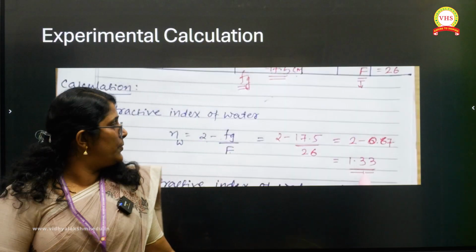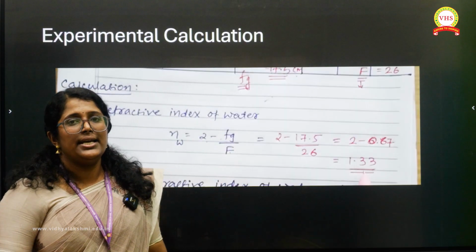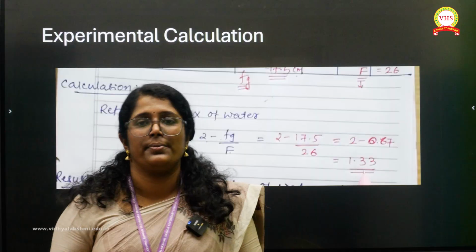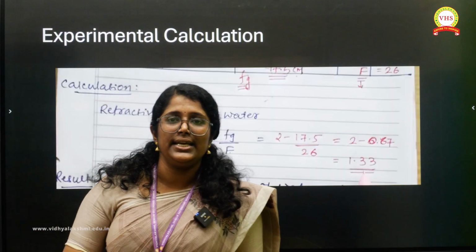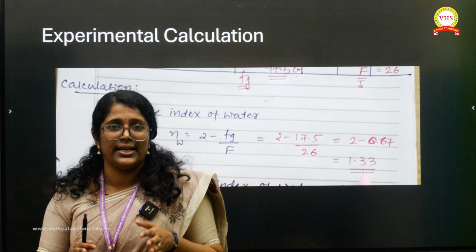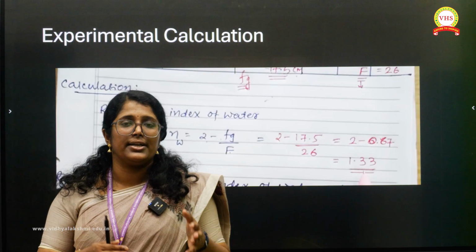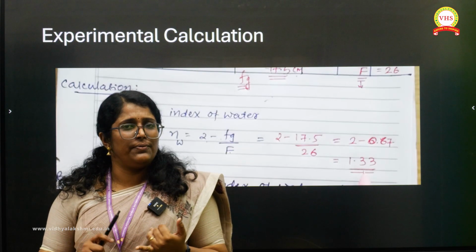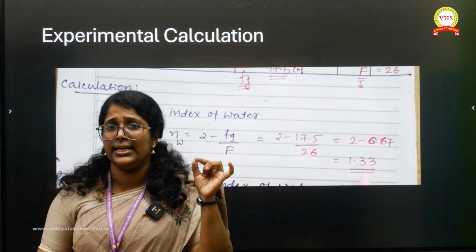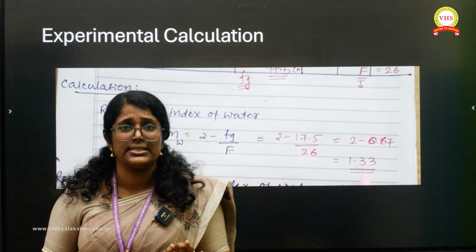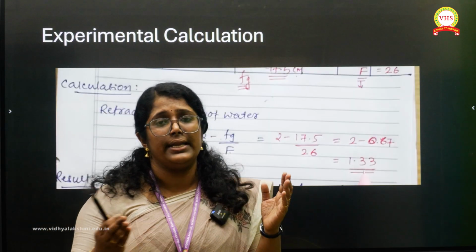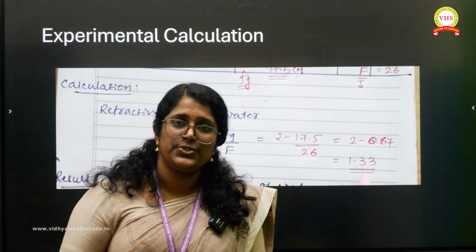So that's about the experiment. It's actually easy once you perform it. So what we found is the refractive index of the particular liquid by the method of refraction. That means we are using only a very simple setup: one needle, one convex lens, liquid and mirror. I hope you understood this.